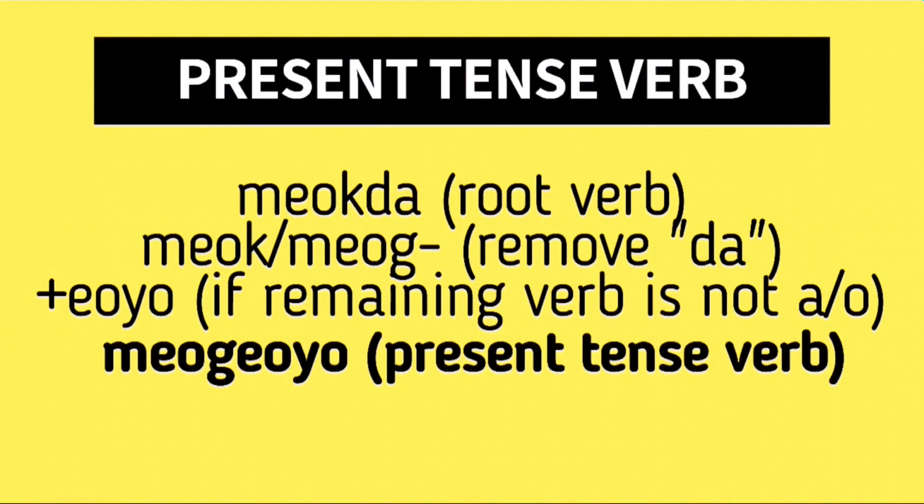So how is MEOKDA transformed into 먹어요? Again, MEOKDA is our word for today, and this is considered the root verb. In order to conjugate this, we'll have to remove da first. So now we're left with mok. And as you can see, the suffix here is oyo, since the remaining verb does not end with a or o.